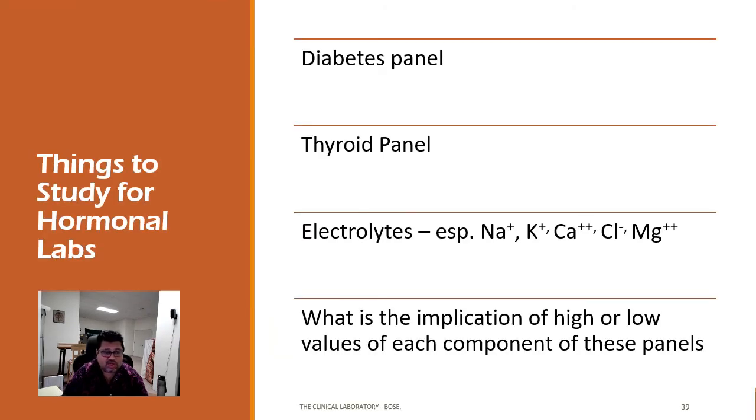So what do you study here for hormonal labs? Study the diabetes panel. What are the normal values? When are they done? Things like that. Thyroid panel, same thing. Electrolytes: sodium, potassium, chloride, magnesium. These electrolytes we just talked about earlier are regulated by certain hormones, most importantly the ADH, or the antidiuretic hormone, but other hormones as well. What are the implications of high or low values of each component of these hormonal labs?